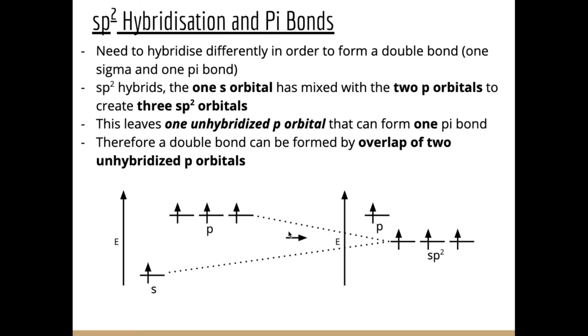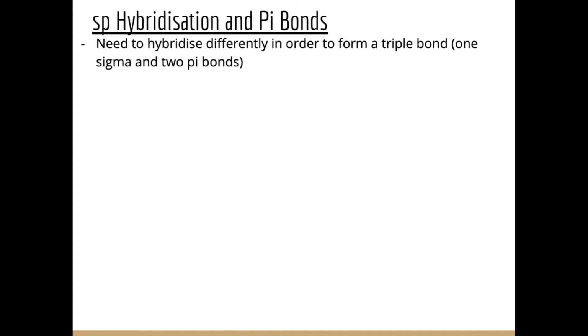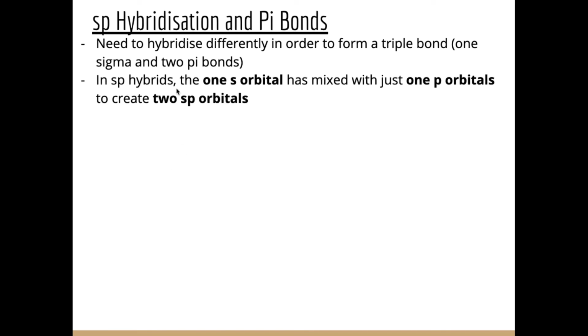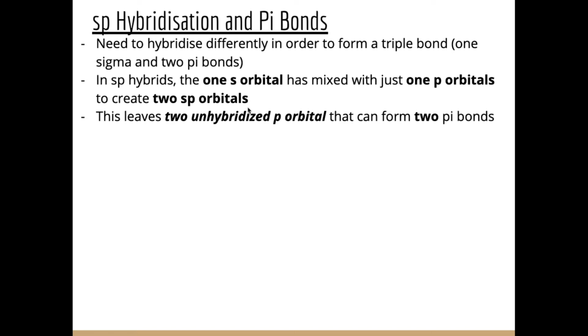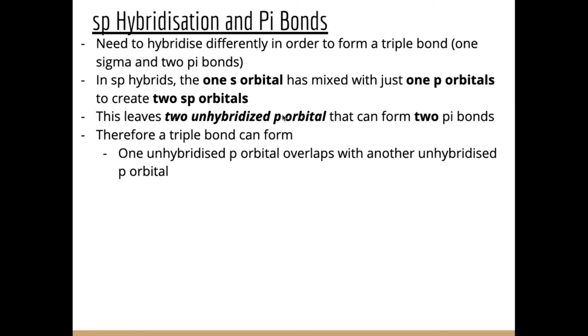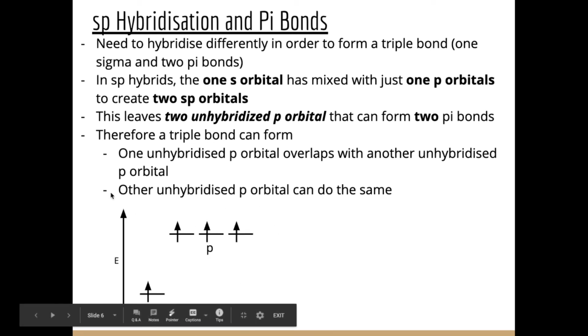We had sp3 hybridization, sp2 hybridization. You might have guessed we're going to have sp hybridization. Same concept as the previous one. We need to hybridize slightly differently. In this one, we have one s orbital mixing with just one p orbital to create two sp orbitals. And that leaves two of our unhybridized p orbitals that can now form two pi bonds. Therefore, a triple bond can form. So you form one sigma bond and two pi bonds, a triple bond. One unhybridized p orbital overlaps with another unhybridized p orbital. Let's have a look. The other unhybridized p orbital can then do the same. So this is the diagram we've seen a few times now.